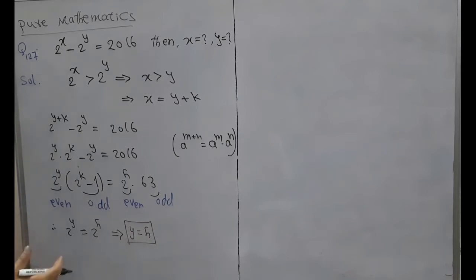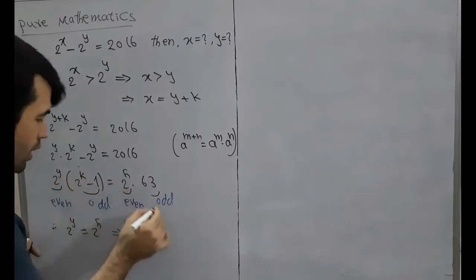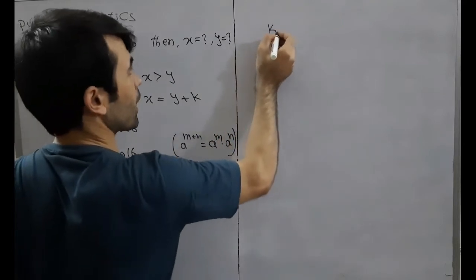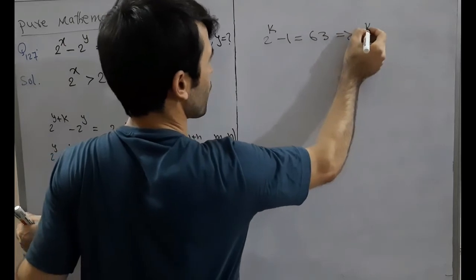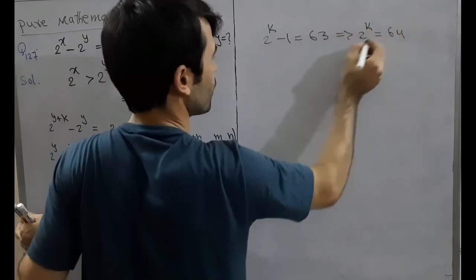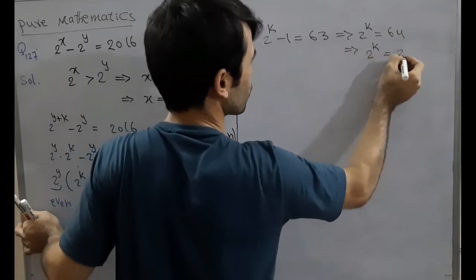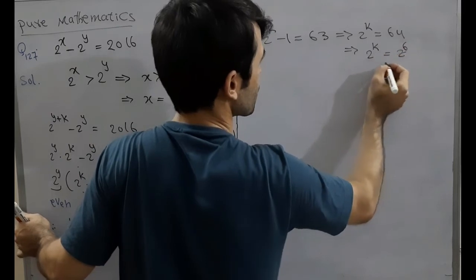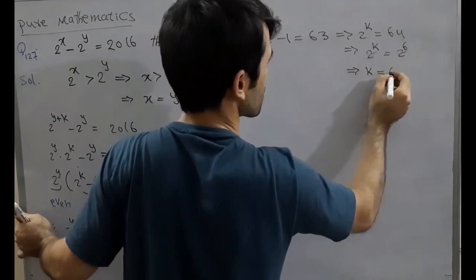We find the value of y. Now 2 to the power k minus 1 is equal to 63. This implies 2 to the power k is equal to 64. This implies 2 to the power k is equal to 2 to the power 6. These two cancelled. This implies k is equal to 6.